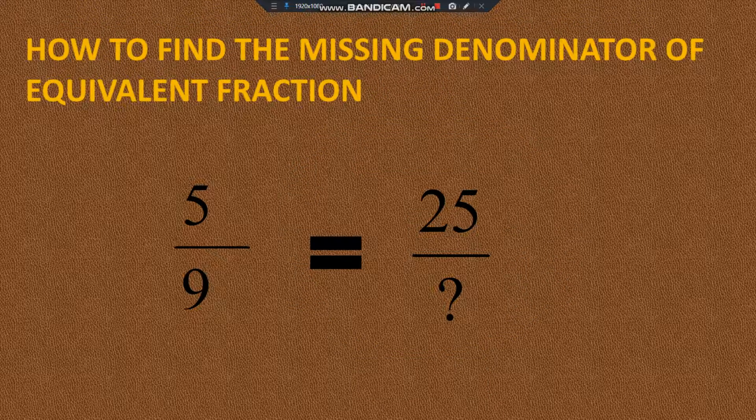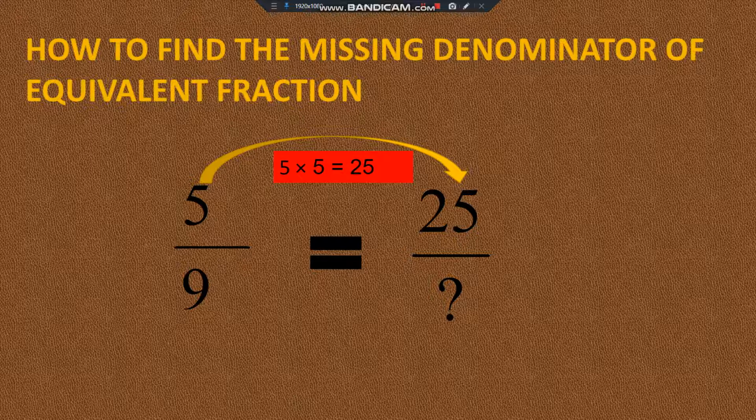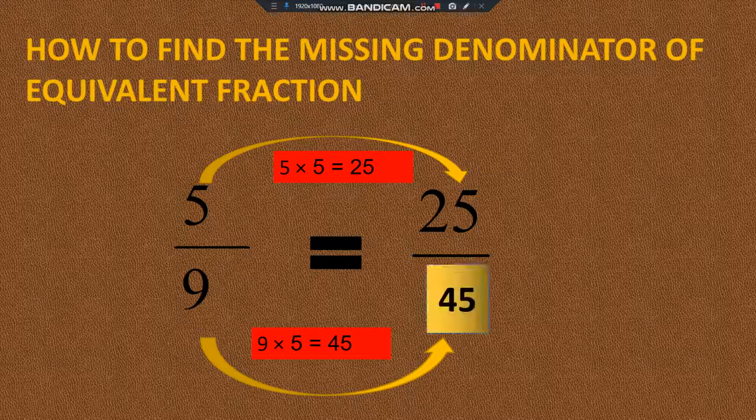How to find the missing denominator of an equivalent fraction. So, how can 5 become 25? 5 can become 25 when you multiply it by 5. So 5 5s are 25. Now let's multiply 5 to the denominator to get the new denominator of the equivalent fraction. So 9 becomes 9 5s are 45. So the new equivalent fraction is 25 by 45. This is how you can find the missing numerator or denominator of the equivalent fraction.